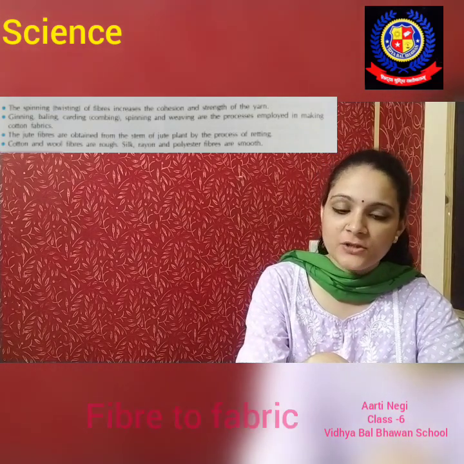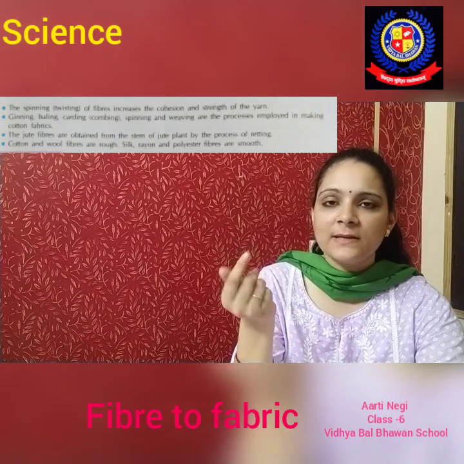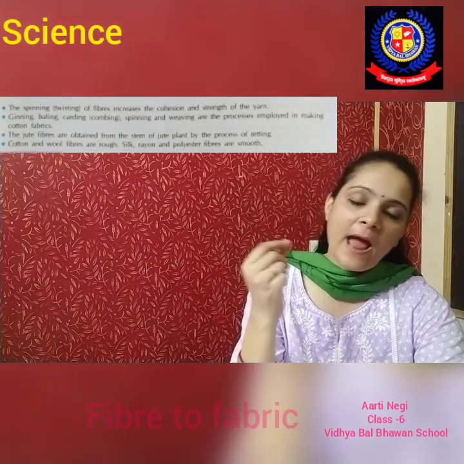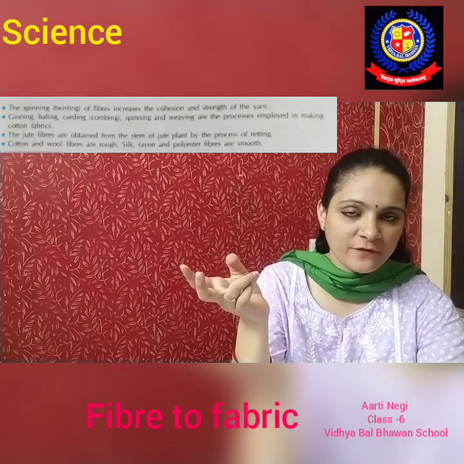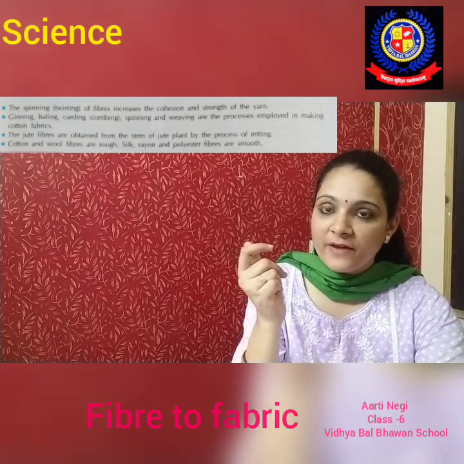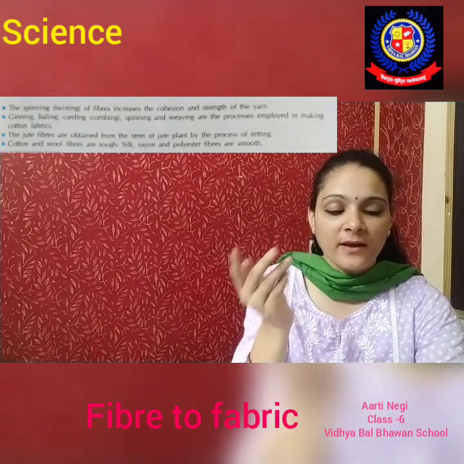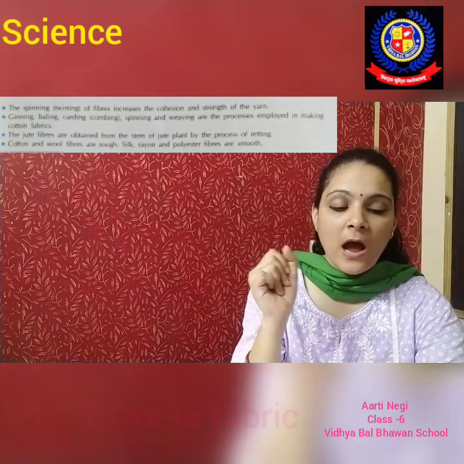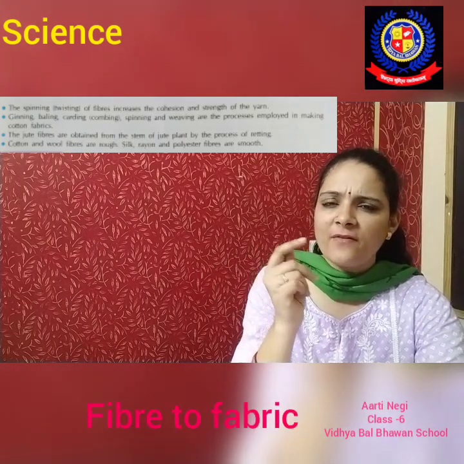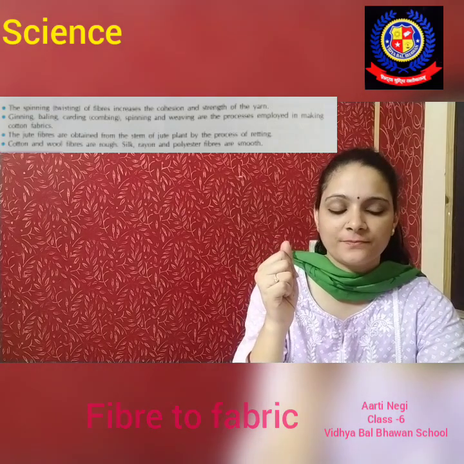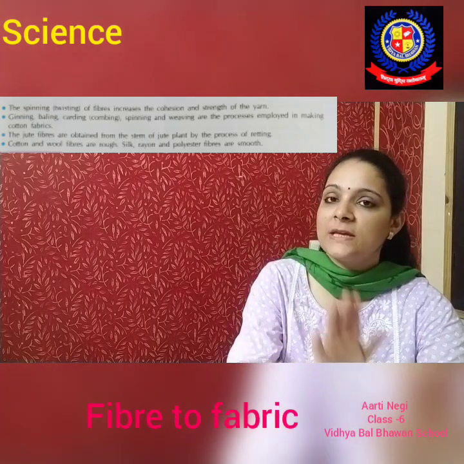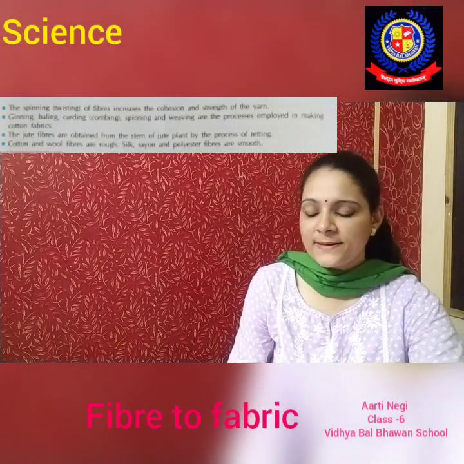Next, cotton and wool fibers are rough. As I have already told you, the cotton fiber and wool fiber, as they are natural fibers, are rough in texture, but silk, rayon, and polyester are kinds of fibers that have a very smooth texture. Okay, so these were your roundup exercises.